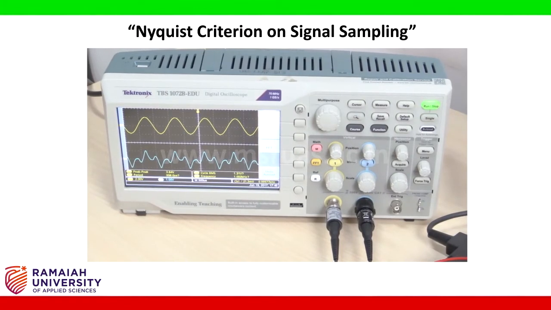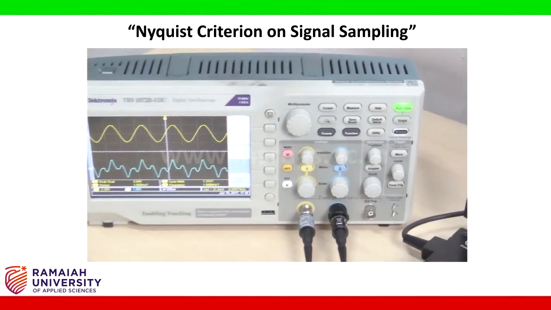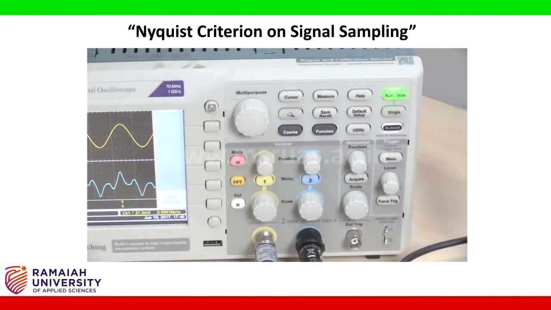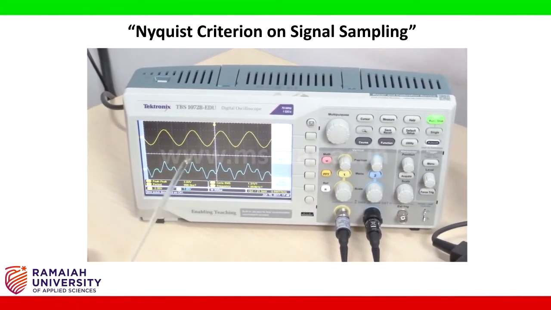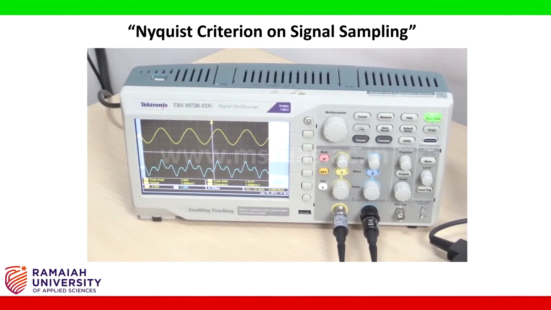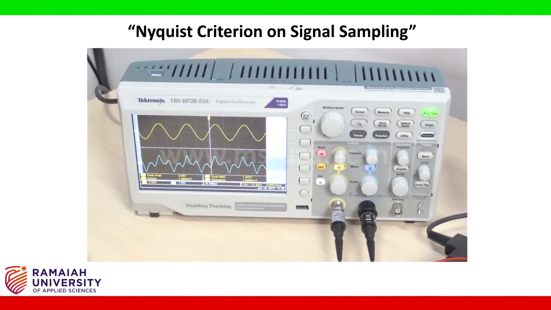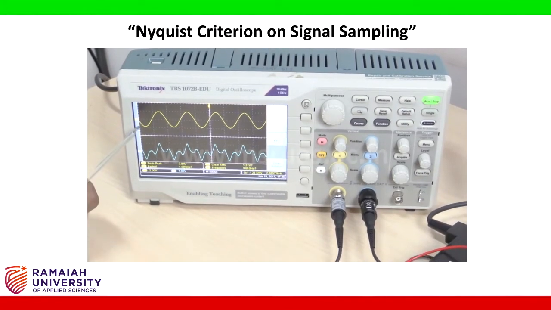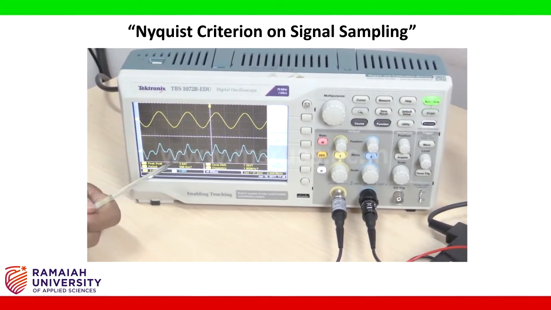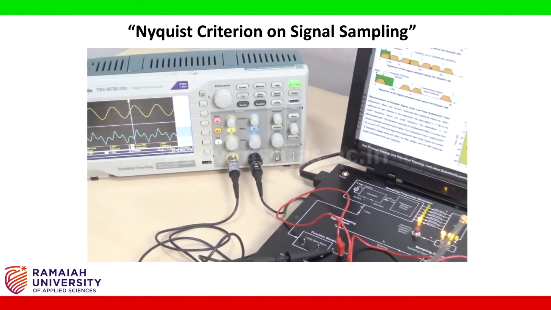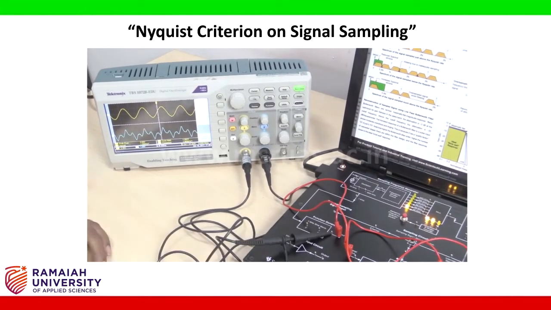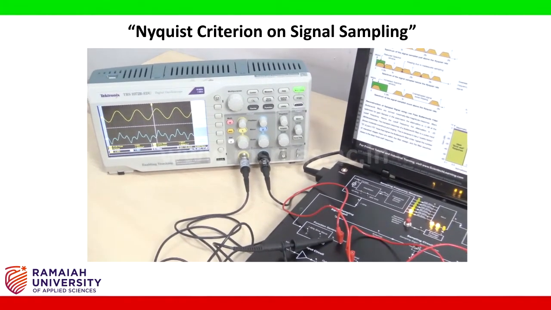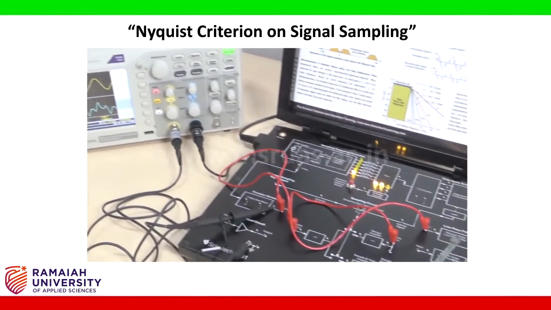After switching on the power supply of the digital oscilloscope, press the auto set button. Channel 1 will be represented by the yellow line and channel 2 by the blue line. Channel 1 will show the input waveform and channel 2 will show the output waveform. Now the sampling frequency is 2 kilohertz and the input signal is 1 kilohertz. So it is critically sampled and passed through the second order filter.